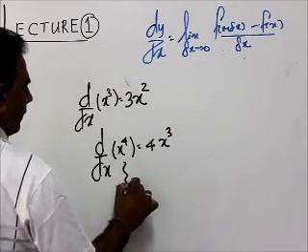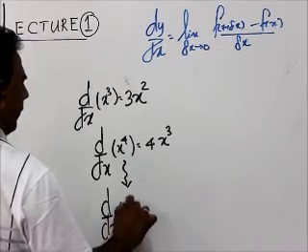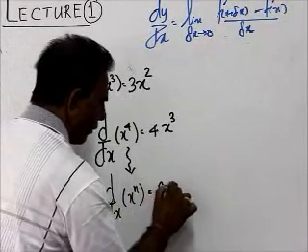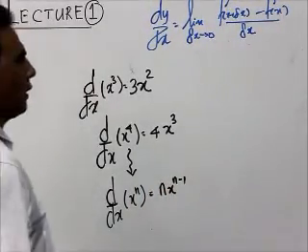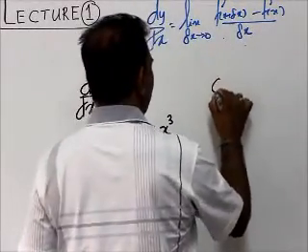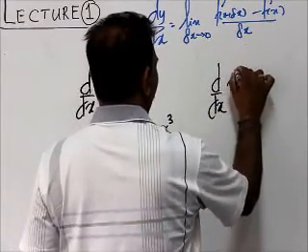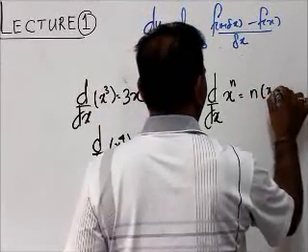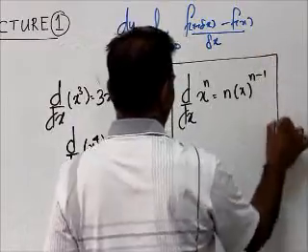So same like this, d by dx of x to the power n is equal to n into x to the power n minus 1. So this is the general formula for x to the power any number. So d by dx of x to the power n is equal to n into x to the power n minus 1. So this is the result.